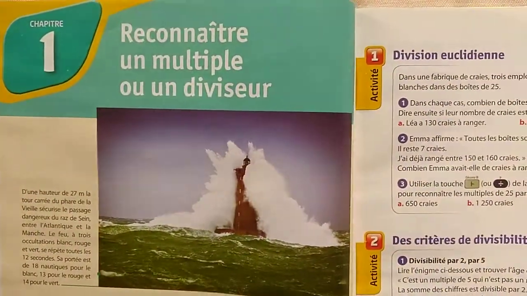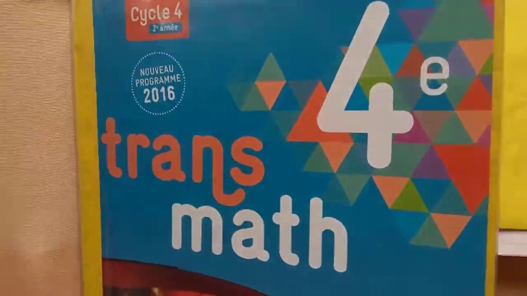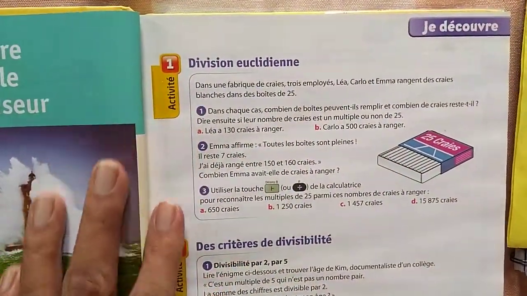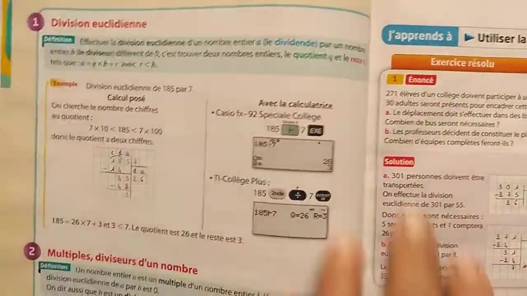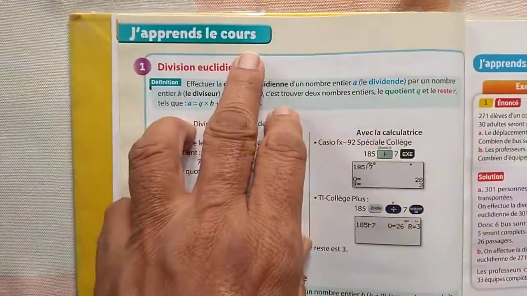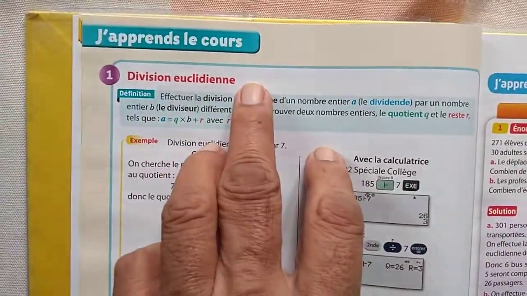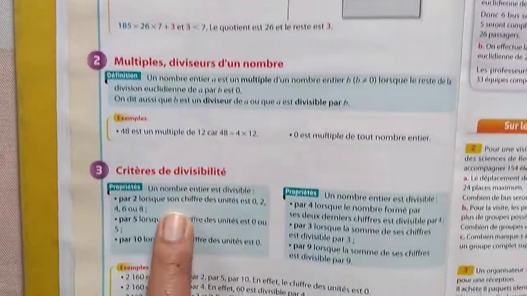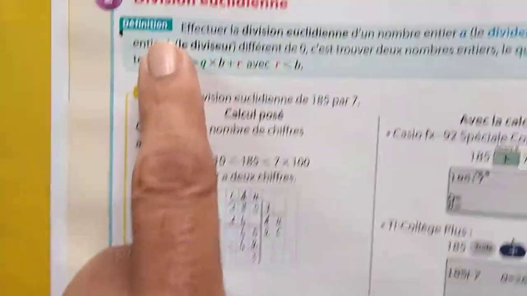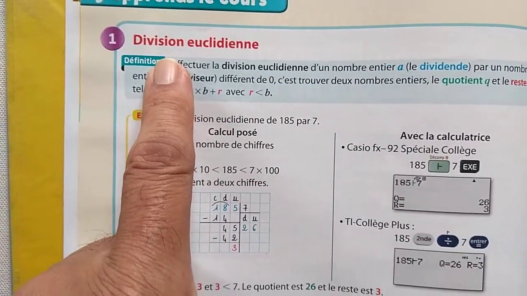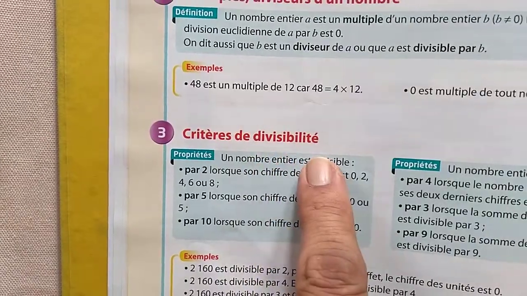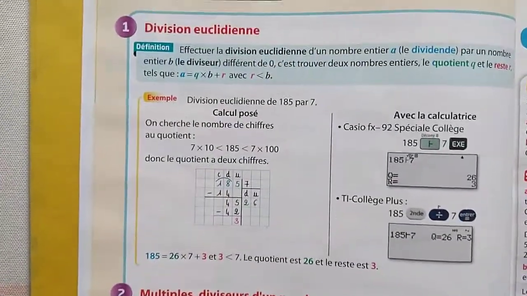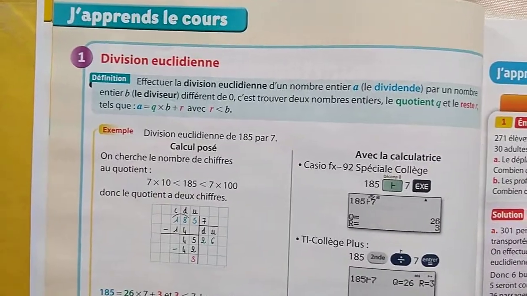Okay. Now, in this Transmath book, as in the book that we will do for this actual year, the most important page is this page in the chapter, J'apprends le cours. In every chapter there is 1 or 2 pages of J'apprends le cours, and it tells you what you're going to learn in this chapter. So here there are 3 distinct topics: division Euclidean, multiple et diviseur d'un nombre, and critères de divisibilité. So we will look at all of these 3, starting right now with the division Euclidean.